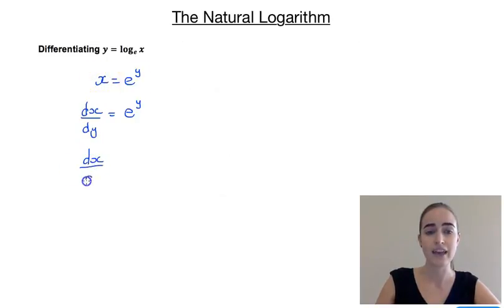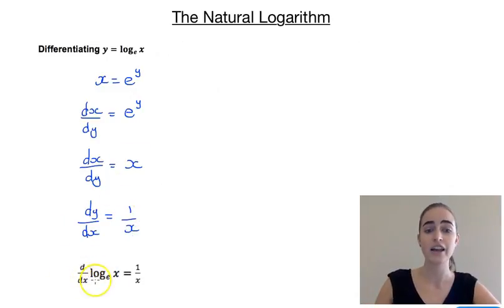So that means that dx/dy is equal to x, so the original function, the derivative, is equal to itself. But we actually wanted to find out what dy/dx was. So if we write the reciprocal, we would end up with dy/dx is equal to 1 over x. So to summarize that, if we differentiate log to the base e of x, we end up with 1 over x. All right, so that's an introduction to the natural logarithm.